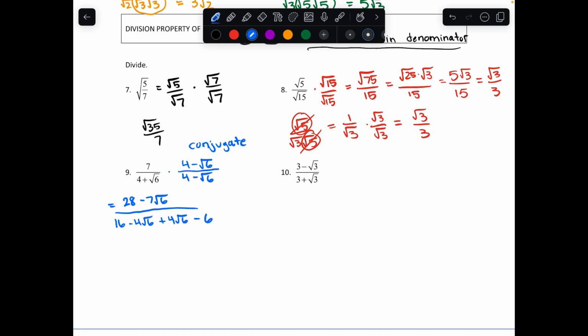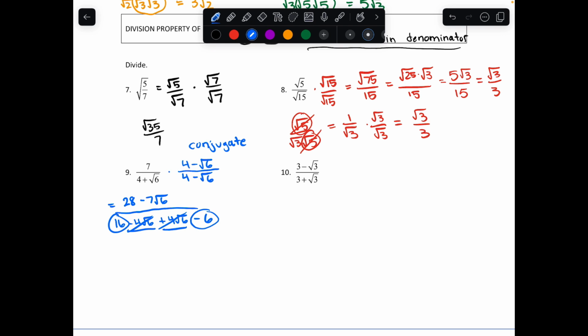So what do we see? We have a minus 4 square root 6 and a positive 4 square root 6. So these two are going to cancel each other out. And what are we left with? A number minus a number. So we've gotten rid of our radical on the denominator by multiplying by the conjugate.